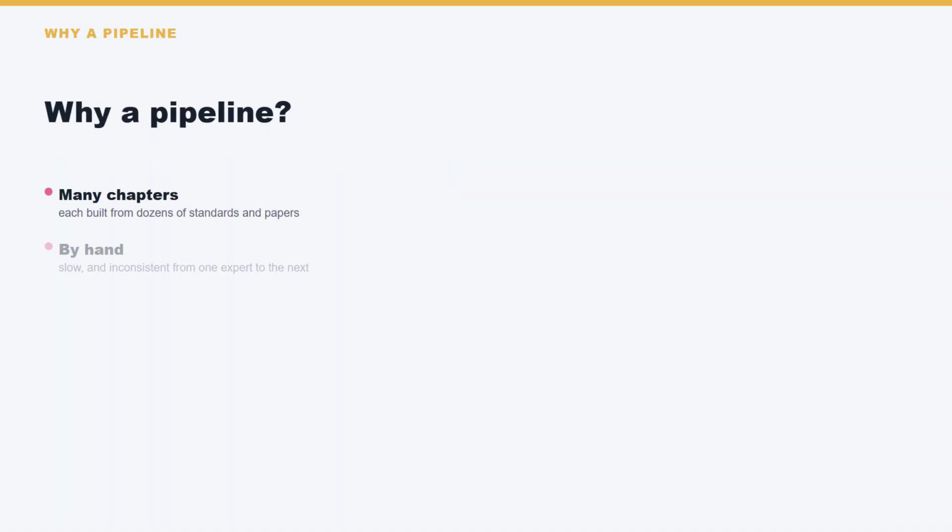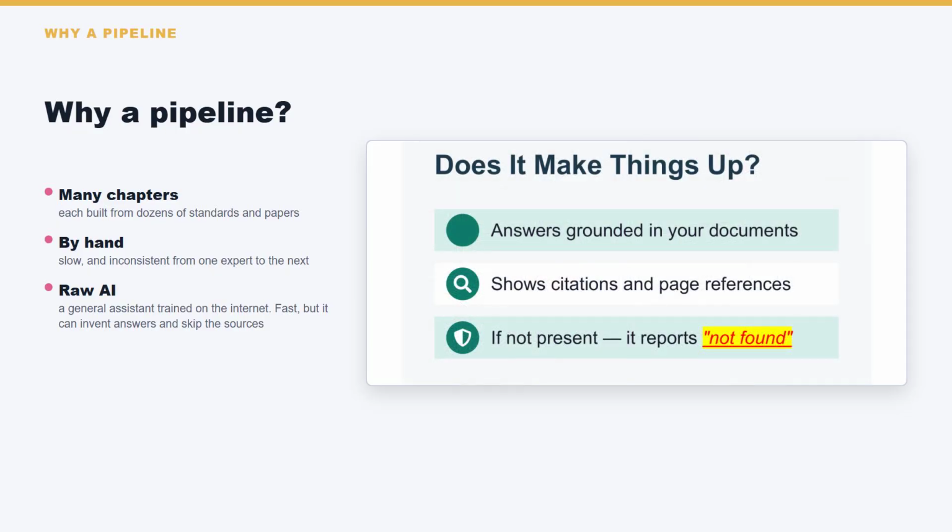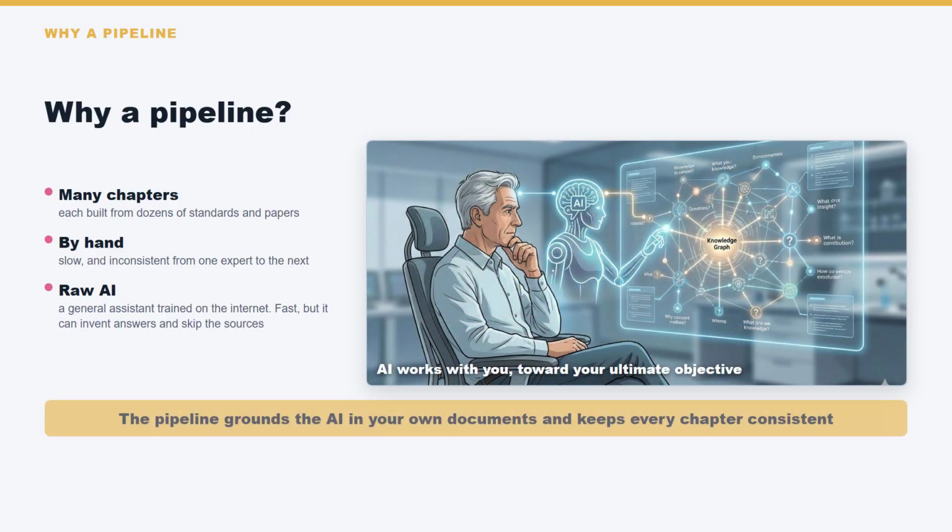Why a pipeline at all? The committee has many chapters to write, each built from dozens of standards and papers. By hand, that is slow and inconsistent from one expert to the next. Raw AI is fast, but it invents things. The pipeline solves both. It grounds the AI in your own documents and keeps every chapter consistent.